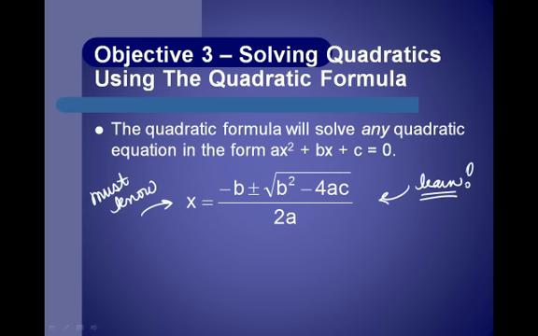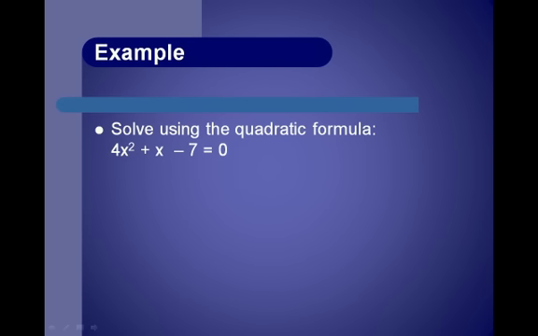Now in the formula, you notice you've got a's, b's, and c's. Remember, a is the number in front of your x squared term. B is the number in front of the x term. And c is the number that's left over when you have the equation set equal to 0. So to solve this equation using the quadratic formula, we need to identify a, b, and c. Well, a is the number in front of the squared term. B is the number in front of the x term, but well, because it's a plus x, that means b is 1. And c is the number at the end, so c would be negative 7.